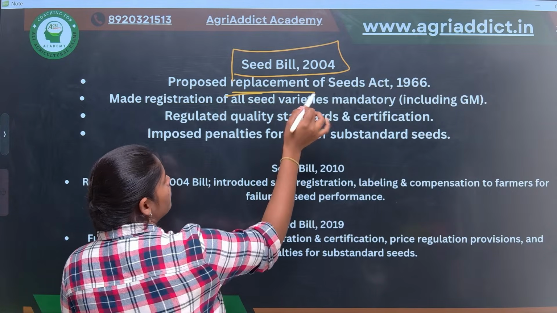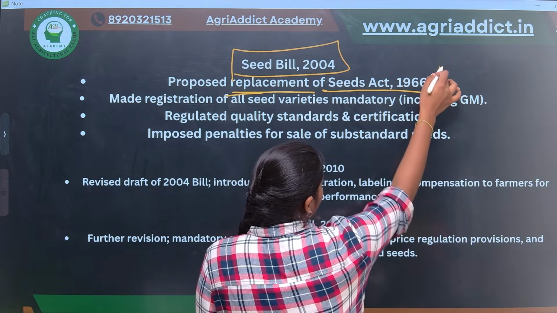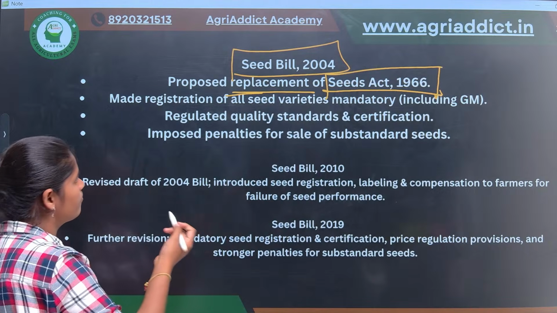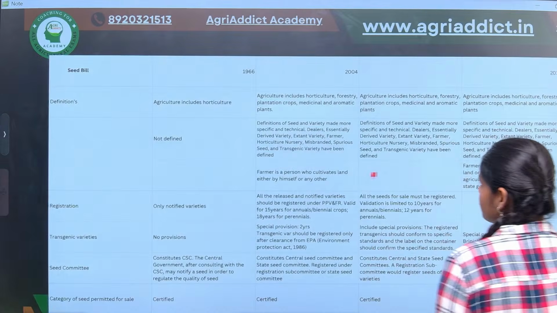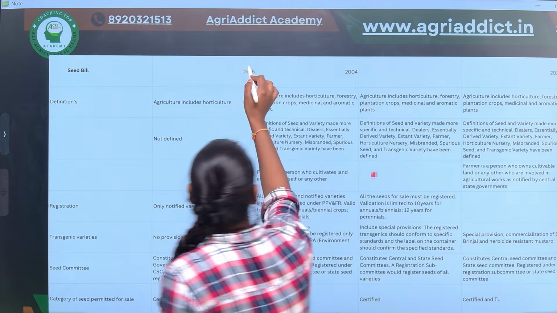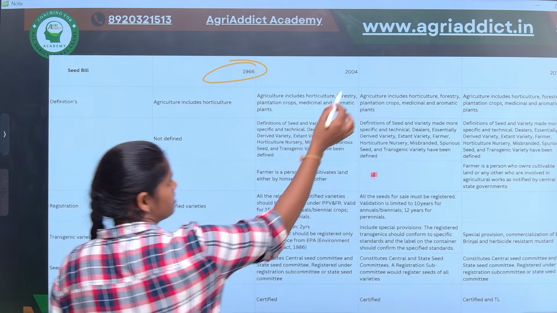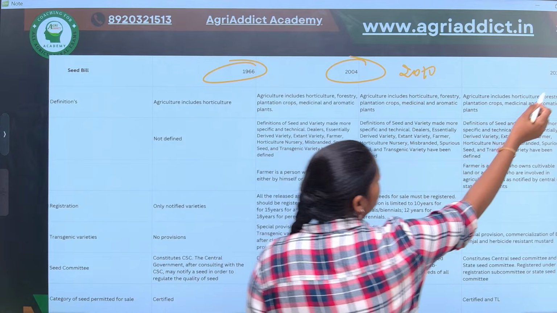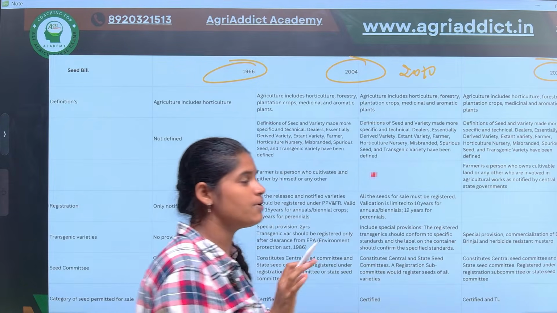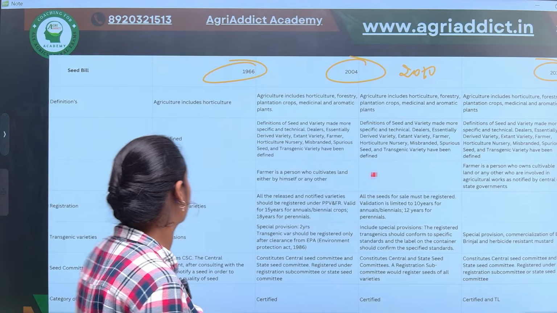It is proposed for the replacement of the Seed Act 1966. I'll just discuss what is the difference between the Seed Act and these bills here. So there is the Seed Act 1966, the Seed Bill 2004, the Seed Bill 2010, and the 2019 bill. What are the major differences between these provisions?